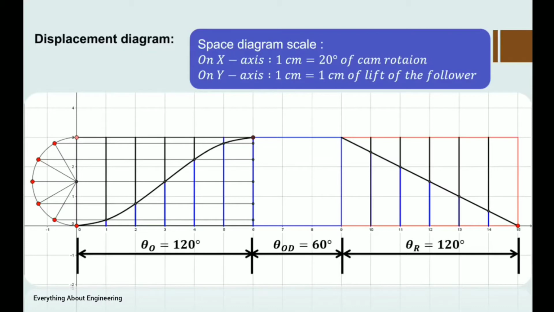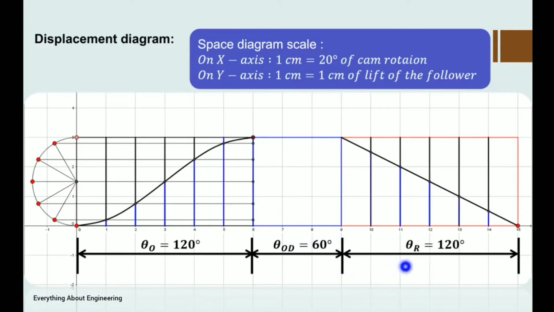Now here we have taken the space diagram scale. So on x-axis 1 centimeter is 20 degree of the cam rotation. So you can see over here the outstroke, as we have seen, it is 120. So 120 divided by this 20, so it is 6 centimeter. So this particular length will be 6 centimeter, and we have divided that into, suppose say, 6 equal parts. Then the next is outstroke dwell, that is 60 degrees. So 60 again divided by this 20, that is 3 centimeter. So this length will be 3 centimeter, as you can see over here.